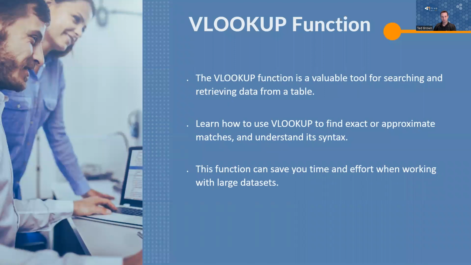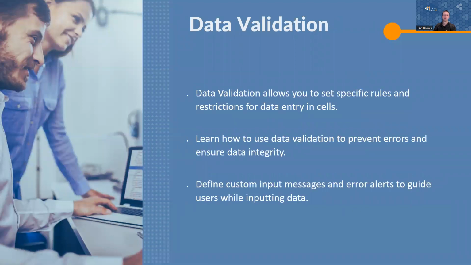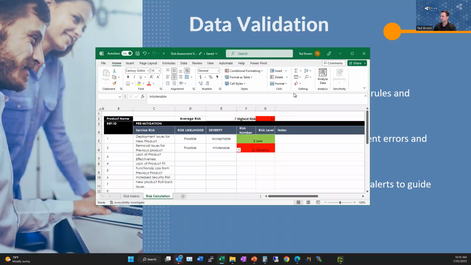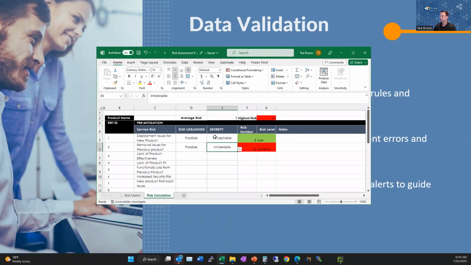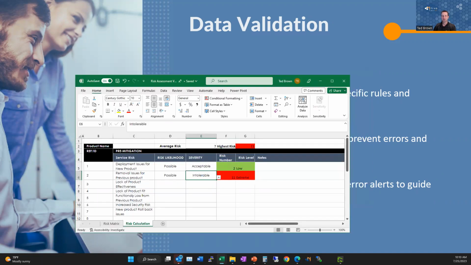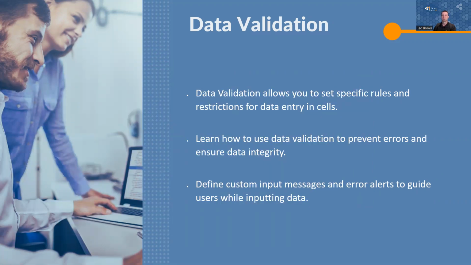Next, we're going to get into data validation. This allows you to set specific rules and restrictions for your data entry cells, very similar to what I was showing you on this subset, making sure that people can only enter certain things within each cell. I recommend learning how to use data validation, which will prevent errors. The key part here is data integrity. No one could enter anything else in those cells I had there except for the possible and tolerable options. It made sure they can select exactly what I want them to select. And you can also define custom input messages and error alerts to guide users when inputting data.